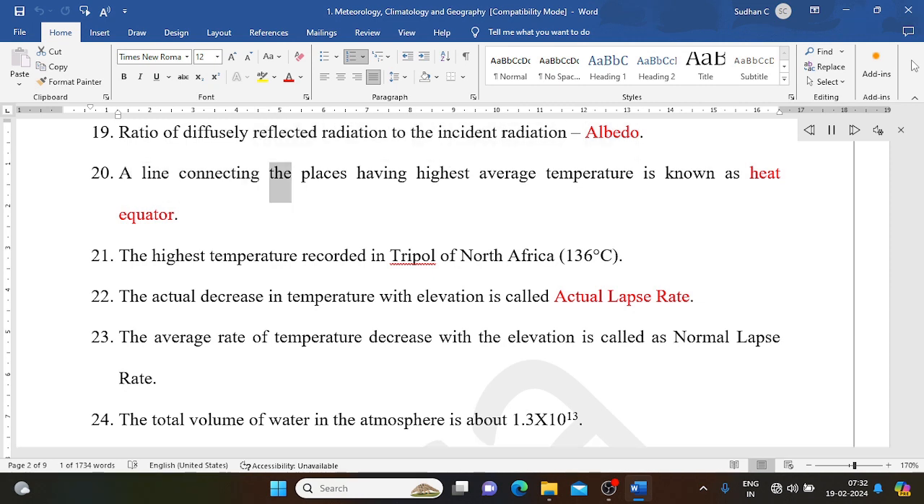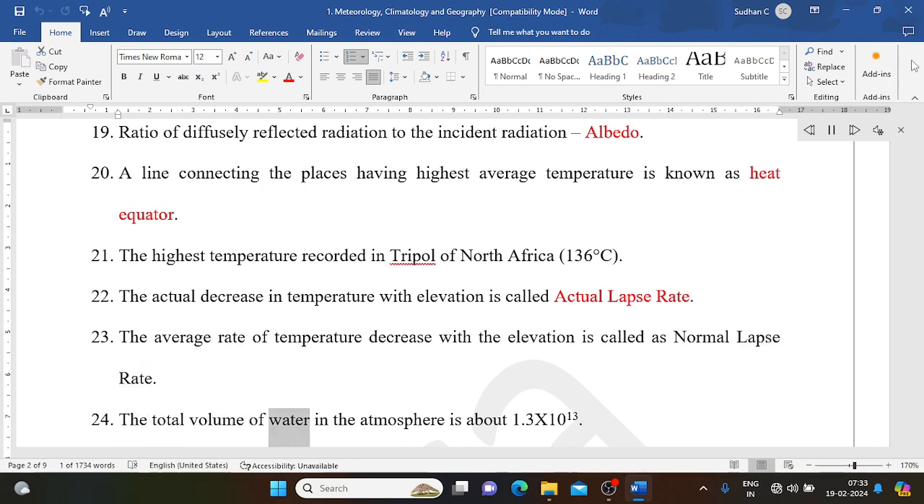A line connecting the places having highest average temperature is known as heat equator. The highest temperature recorded in Tripoli of North Africa, 136 degrees Fahrenheit. The actual decrease in temperature with elevation is called actual lapse rate. The average rate of temperature decrease with elevation is called normal lapse rate.